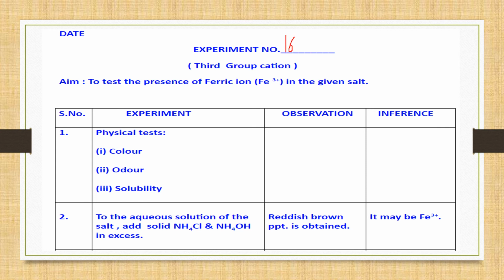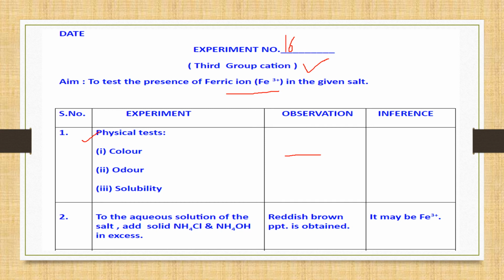To test the presence of ferric ion Fe3+ in the given salt, which also belongs to the third group, the physical test is carried out first, and you will notice that the color of the salt being given to you is generally reddish brown. So you can write that and identify that this must be an iron salt. Generally you will get white salts, but like I told you in the copper case also, you should know the chemistry, which will help you in theory as well as practicals.